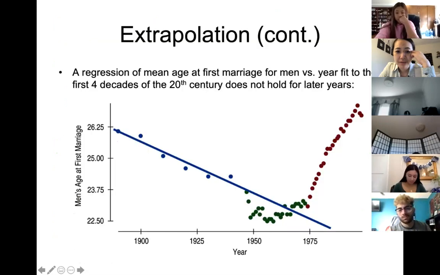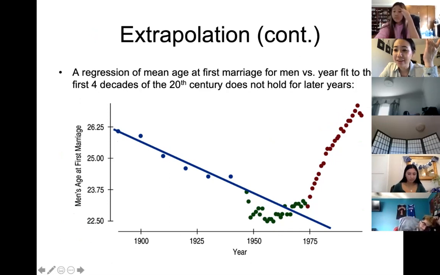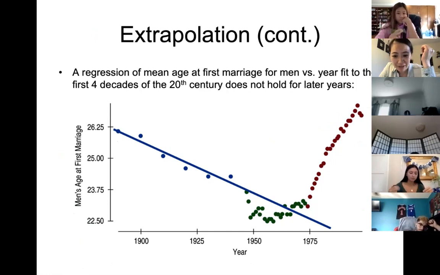So for example, this is a very obvious example of extrapolation. Men's age at first marriage, back in the early 1900s, was starting to go down. So it's like 26, a little lower, lower, lower. If we were to make a best fit line with just the blue dots, it would predict that men in this class would be getting married when you're babies. You'd be getting married at like 1 if we continued using this line for prediction.